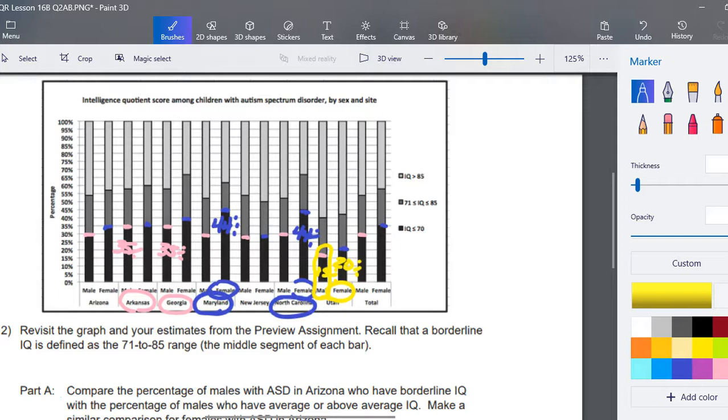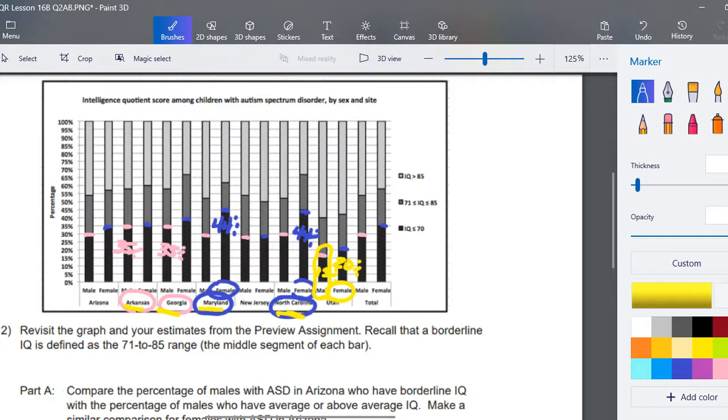So, whew, it would be nice if I had a ruler. You might want to print this and mark it off, get a ruler or some pieces of paper to see these better. But final answers are, as you see there, for females, it looks like the highest female percentages are going to be in Maryland and North Carolina.